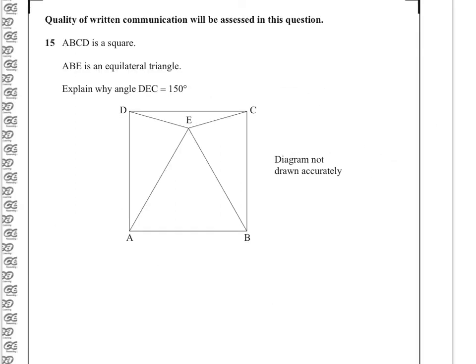Got to be careful in this question, quality of written communication again. And we're interested in the angle DEC. First thing we're told is ABE is an equilateral triangle. So I can write that this angle, which is AEB, is 60 degrees. And that's because it's an equilateral.